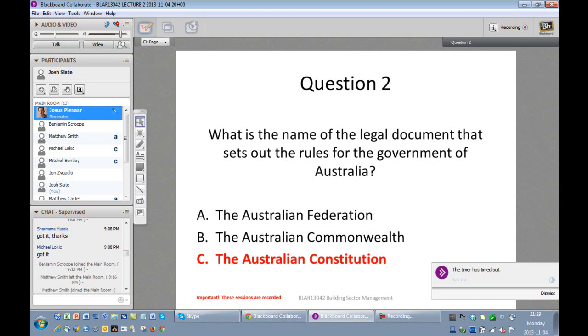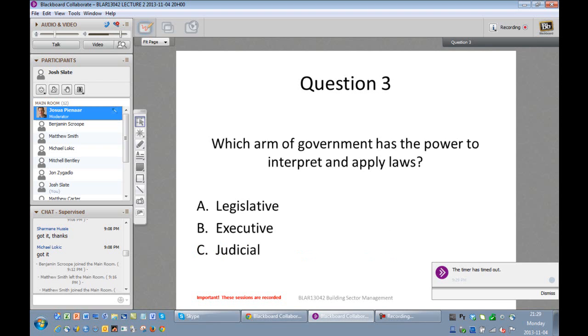All right. Another question would be, of course, what does a referendum aim to do? It's not one of the questions that we're going to ask tonight, but it might be one that comes out in a quiz later on. All right, so let's have a look at the next question.